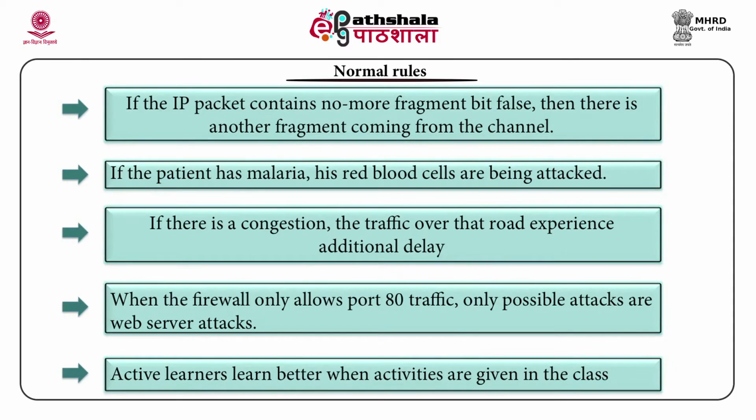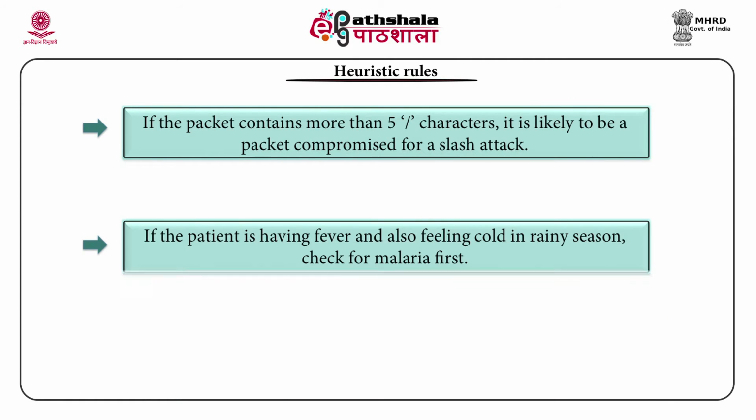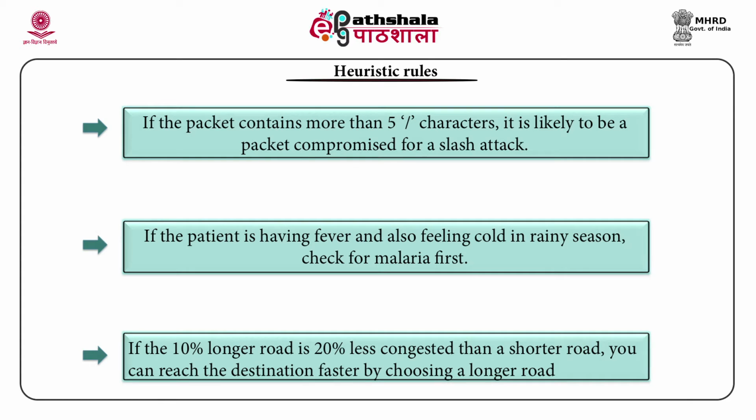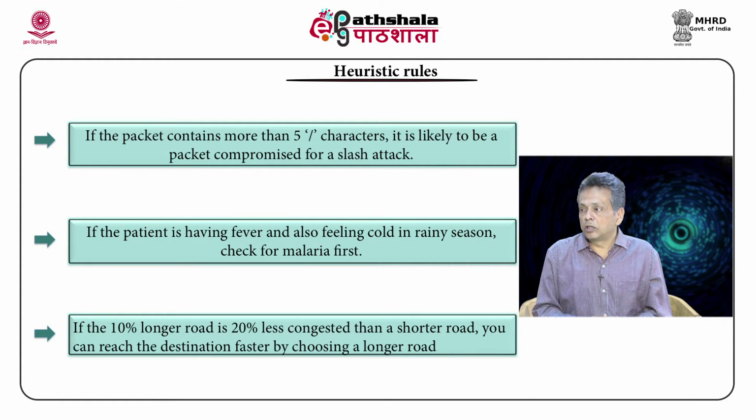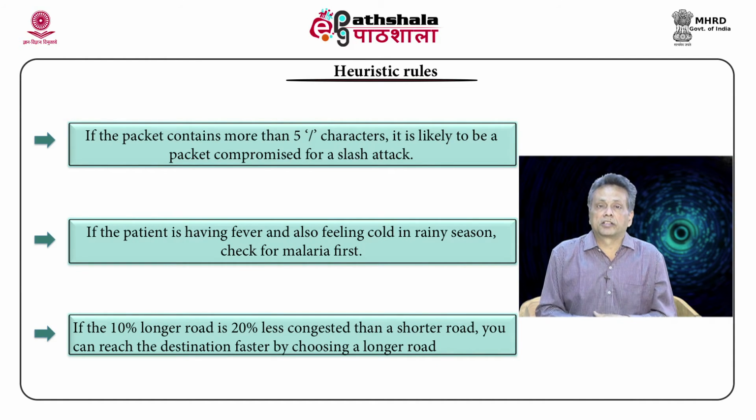A normal rule, now we are talking about rules. If the IP packet coming contains a no more fragment bit false, then there is another packet, another fragment, coming from the channel. Now, this is a procedural rule, this is true, this is fact. And then if the packet contains more than 5 slash characters, there is a likelihood that the packet is compromised for something called a slash attack. So, this is an example of a heuristic rule.